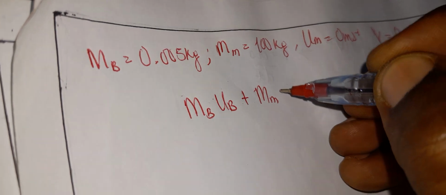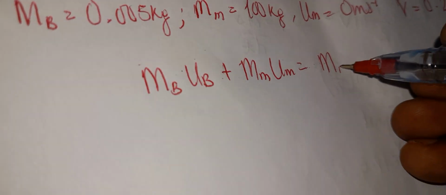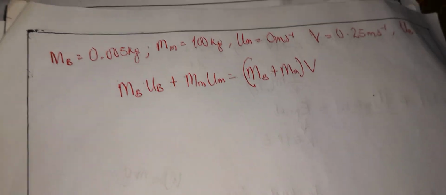Right, so our conservation of momentum, for an inelastic collision, will be mb ub plus mm um equals mb plus mm times v.